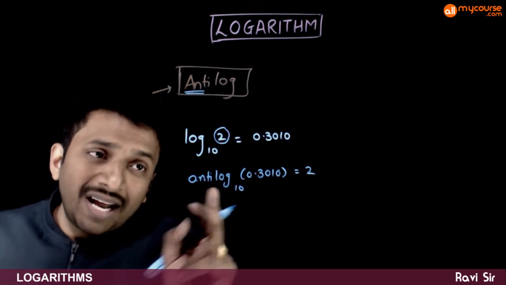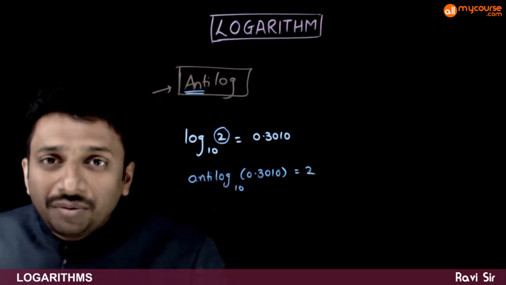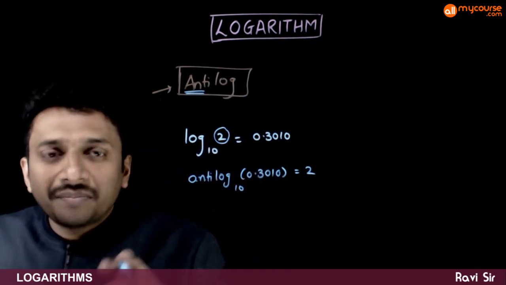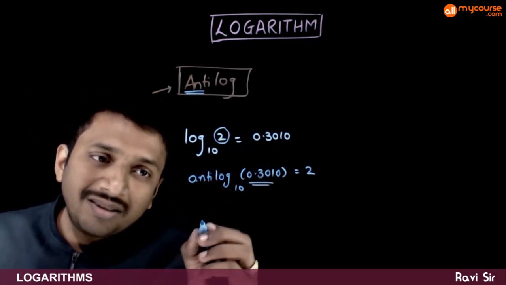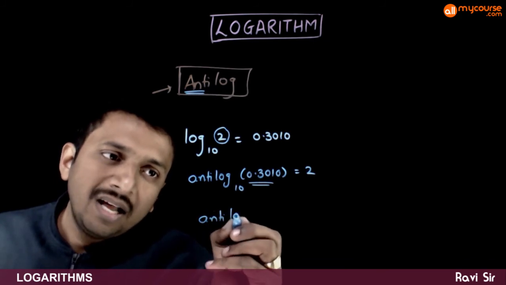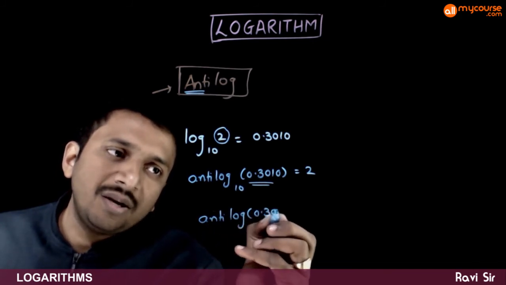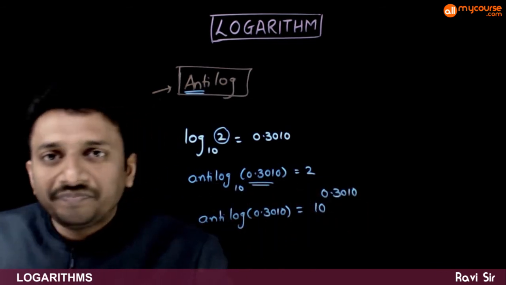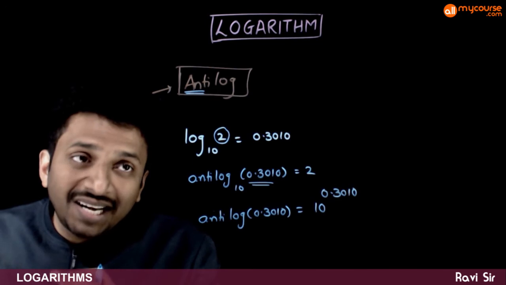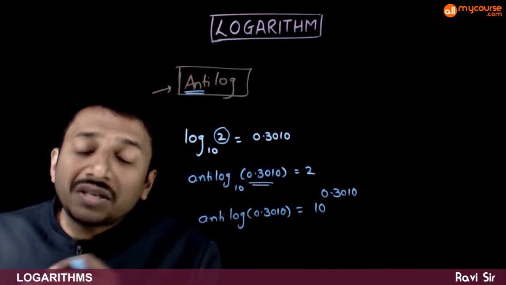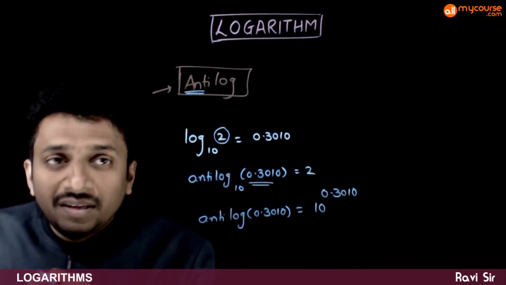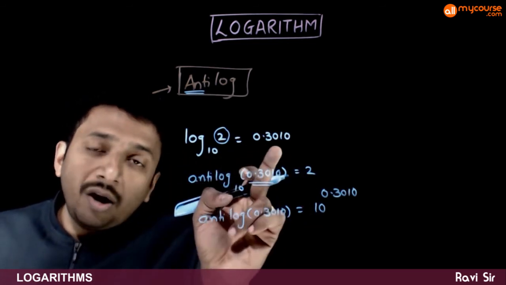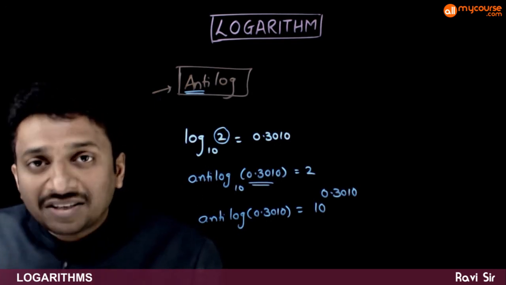And as you can understand, what is anti-log actually doing? Anti-log is just 10 raised to the number. So anti-log of 0.3010 is nothing but 10 power 0.3010, because we have already seen in the starting that log is the reverse of exponentiation. So if log x to the base 10 is y, the anti-log of y is nothing but x.